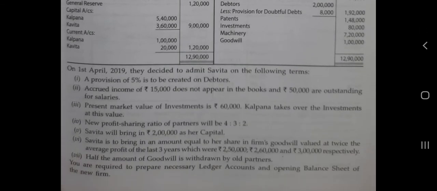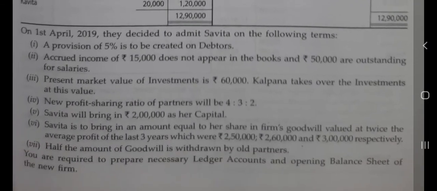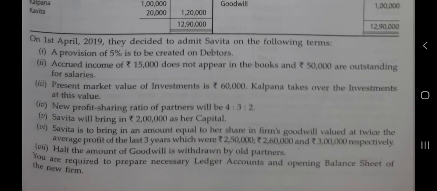So this is the question. New ratio is already given. So when new ratio is given, sacrificing ratio can easily be calculated. Savita will bring 2 lakh capital. So that we have already seen.